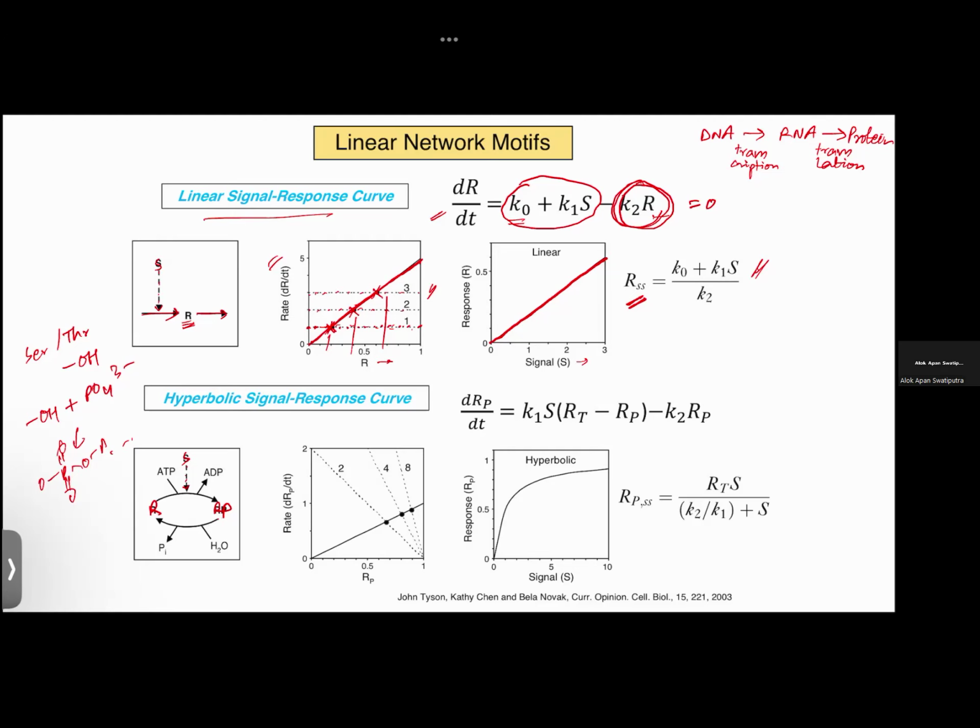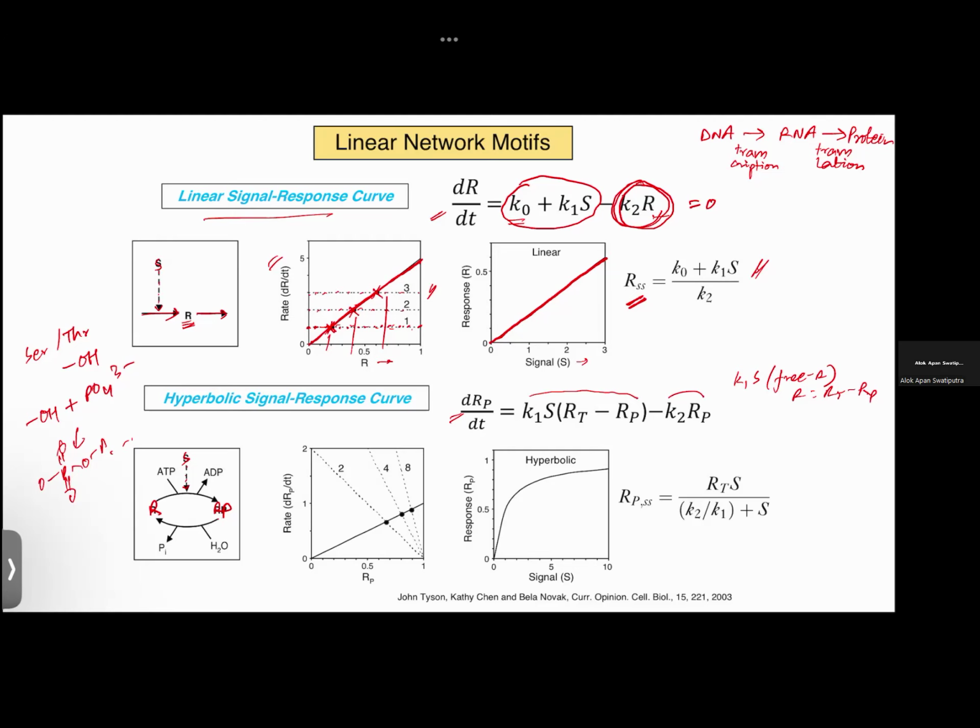So if you want to write a system like this, where you have the concentration of the phosphorylated form, dRP/dt. So what is the production rate? It is definitely K1 times your signal strength times your free protein. And I can write the free protein as total protein minus phosphorylated. So this is your production rate of the phosphorylated form. And the more you have phosphorylated, the more will be the dephosphorylation.